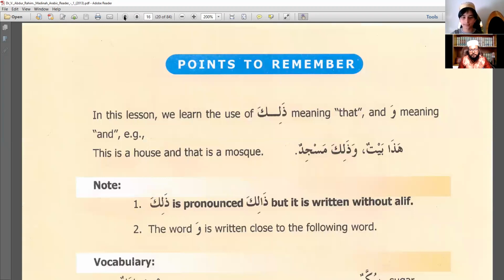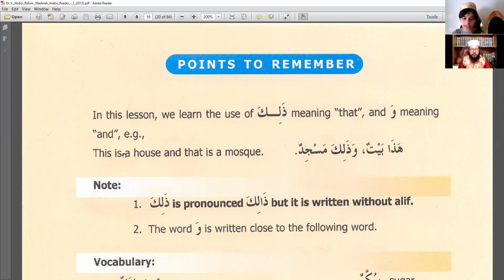So here you can see the points to remember: in this lesson we learn the use of zalika. In the previous lesson we learned the use of hada, right? Hada means this. What is close to you, you have to indicate that. And zalika means that, it indicates distance. And another word is wa, meaning and.